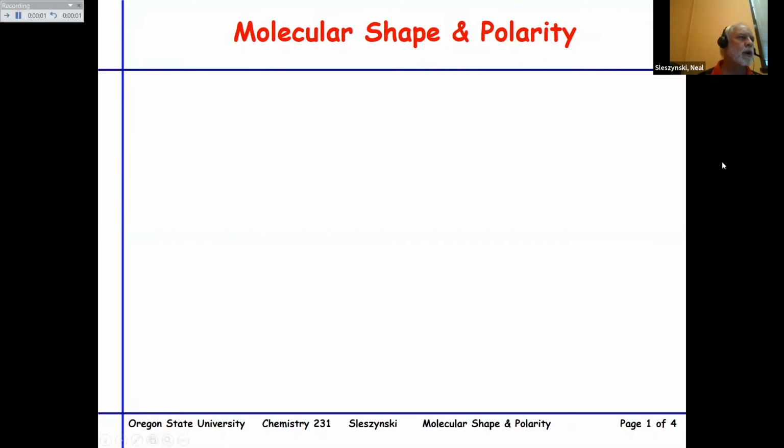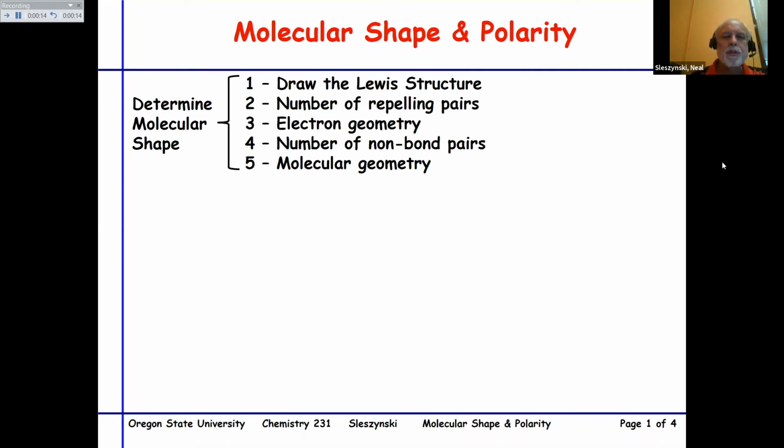This is a tutorial discussing the intersection of molecular shape and polarity. From our last tutorial, hopefully we've learned the steps to determine molecular shape. We're going to draw a loose structure. We're going to count the number of repelling pairs. We're going to use that to determine the electron geometry.